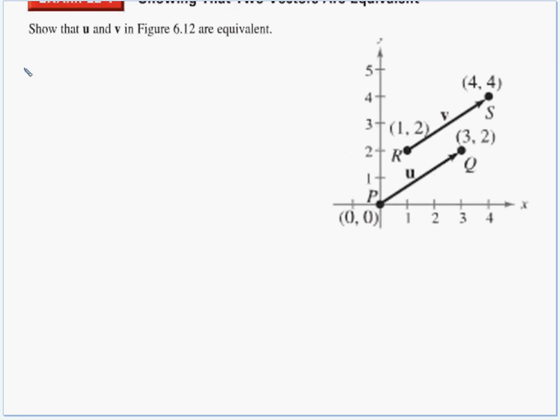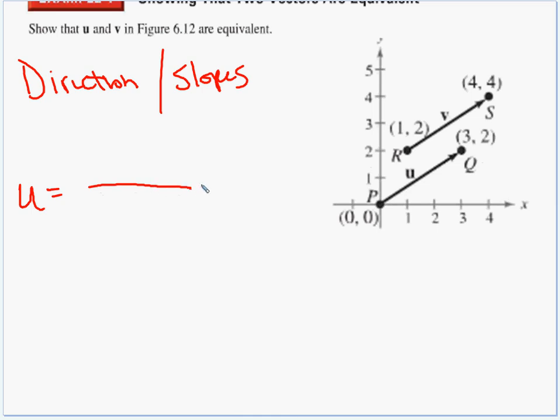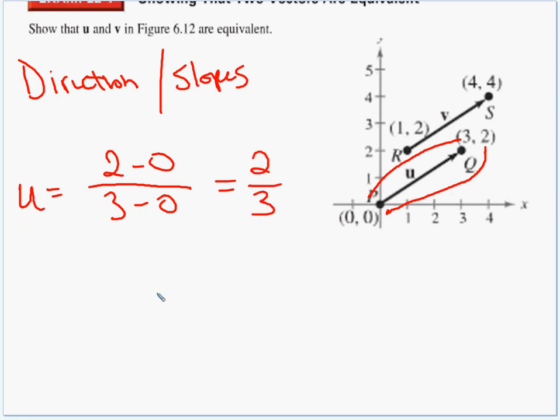Now let's check out their directions or their slopes. So down here to vector u, we're going to find the slope of that. And remember, that's y minus y over x minus x. So my y's are going to be 2 minus 0. My x is 3 minus 0. And the direction of vector u is 2/3.